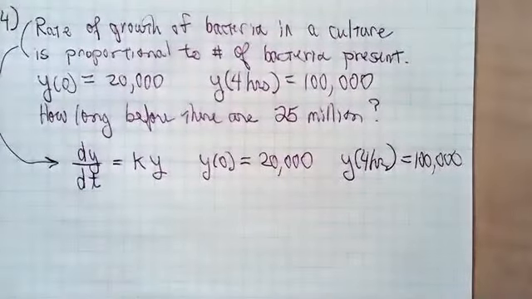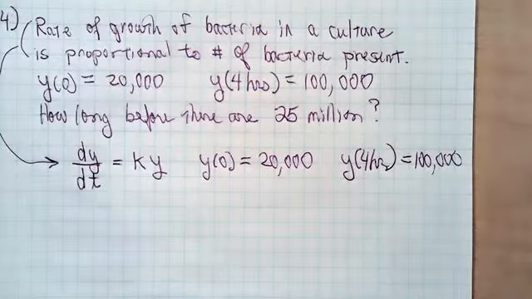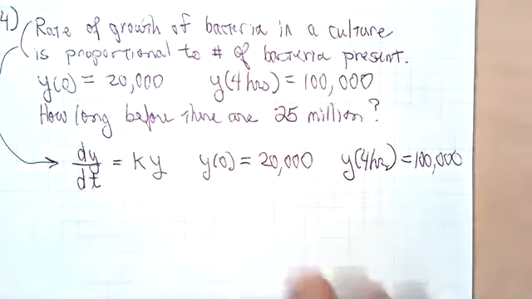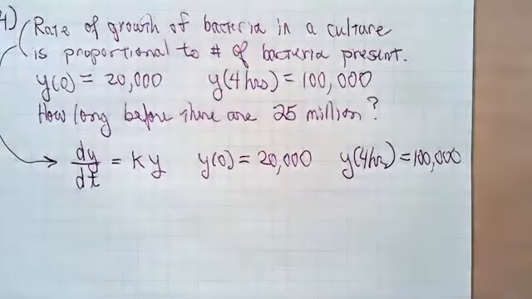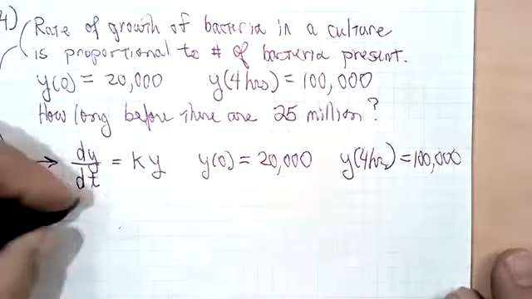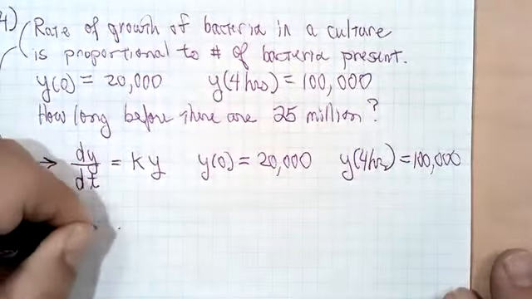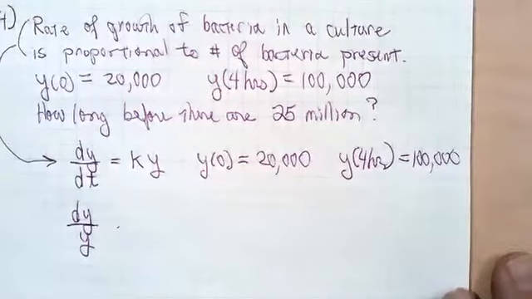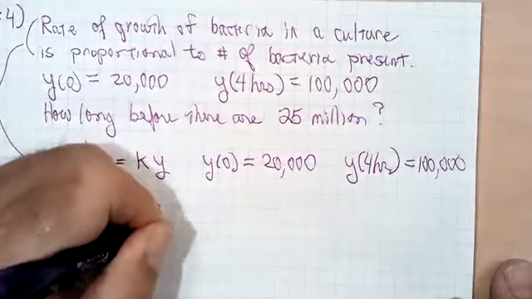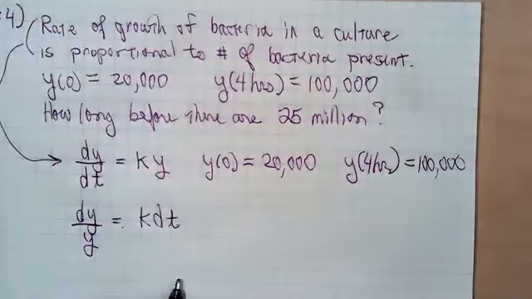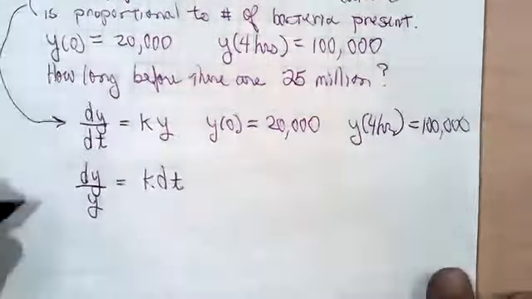Now, of course, once the colony gets big enough that it starts being limited by the size of the medium that it's growing in, then this model is trash. That's not what happens at all. But for a while, you do get growth that is explained by this. Now, this turns out to be really pretty easy to separate. You divide each side by y, and you multiply each side by dt. And I got the t's on one side and the y's on the other.